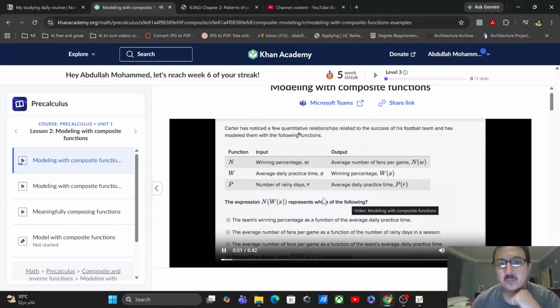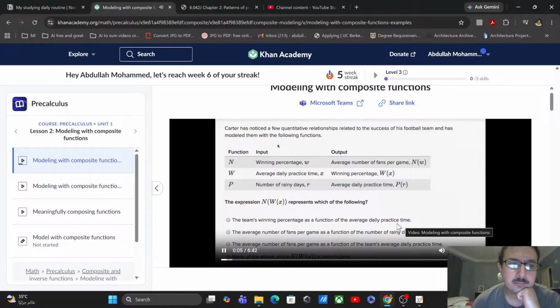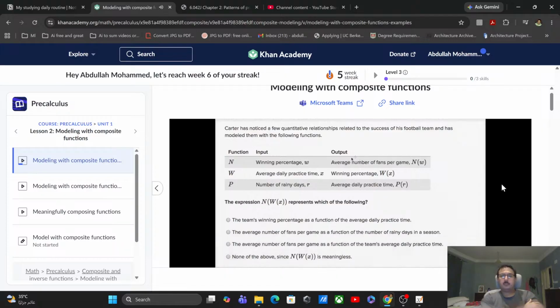Carter has noticed a few quantitative relationships related to the success of his football team and has modeled them with the following functions. All right, this is interesting. So he has this function, which he denotes with capital N. The input of it is the winning percentage W, and the output is the average number of fans per game. So he's making some type of model that says the number of fans per game is going to be in some way dependent on your winning percentage. And I'm assuming in his model, the higher the winning percentage, the more fans are going to show up at a game.